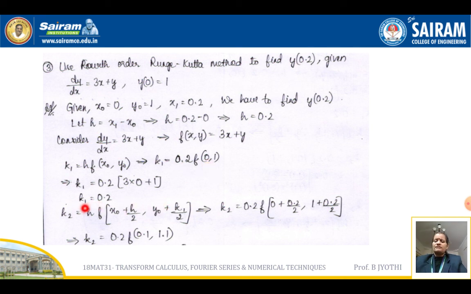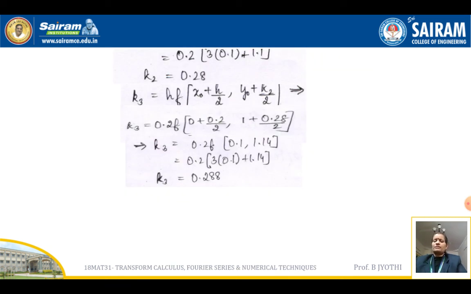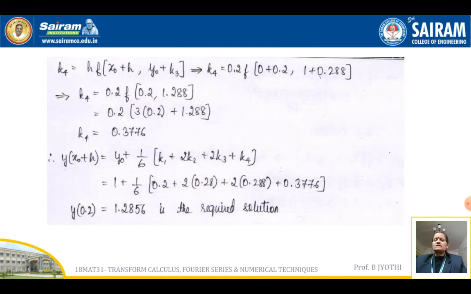So on simplification we get 0.2, and K2 formula is given by this. On substitution and simplification the K2 value is given by 0.28, and K3 formula is given by this, and on substitution and simplification we are getting 0.288 as our K3.